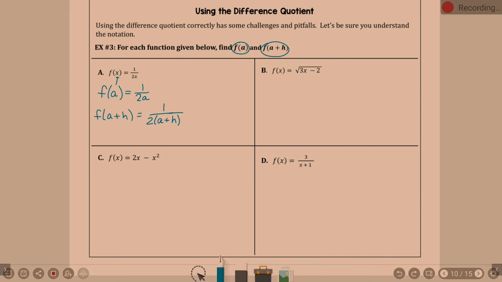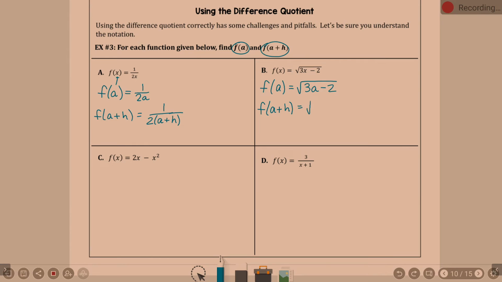Okay, so B. f of x is defined to be the square root of 3x minus 2. So what's f of a? Square root of 3a minus 2. Are we good with that? This is not supposed to be a difficult part right here. Now, f of a plus h increases the difficulty level a little bit: square root of 3, and then in parentheses, a plus h, minus 2, all under the square root.